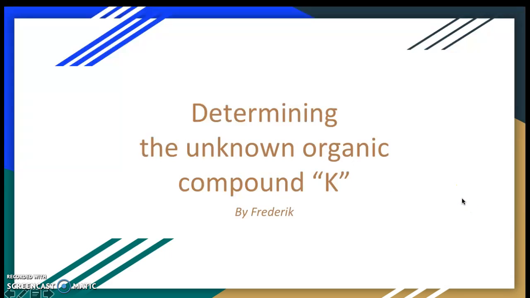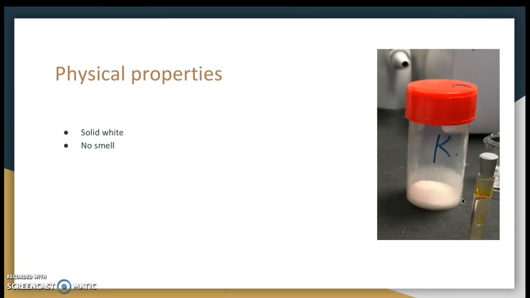Okay, I have chosen to determine the unknown organic compound called K that we received. First off, I'm going to describe the physical properties. We see that it's a solid, white, almost kind of powder, which has no smell at all. And then we'll get into the experiments.